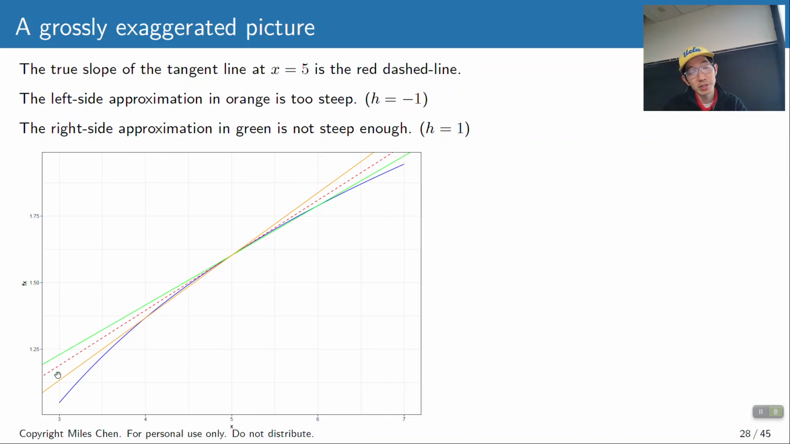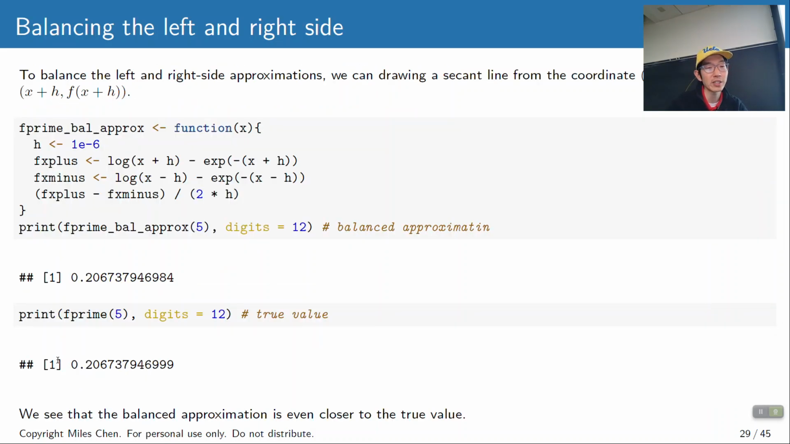And so what we can do is say, all right, let's take the average of the left-hand side and the right-hand side, okay? To take the average of these things, I'm going to have h, my balanced approximation, be 10 to the minus 6 again, and then I'm going to have f of x plus h and f of x minus h. So I'm going to do log of x plus h, and then log of x minus h, and we'll take the difference there and divide by 2h. All right. Does that kind of make sense as far as what we're doing here?